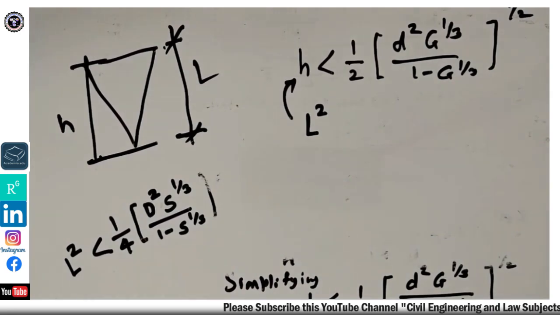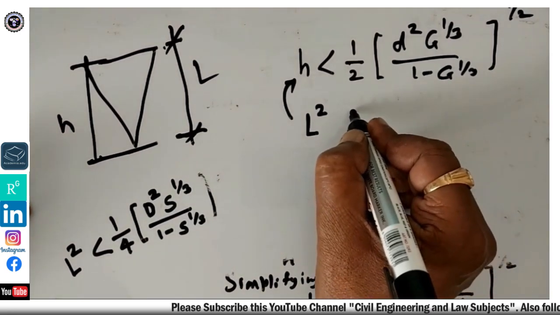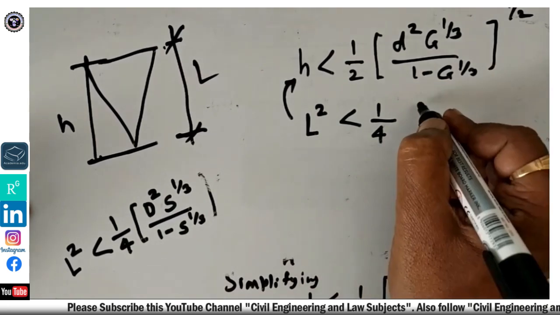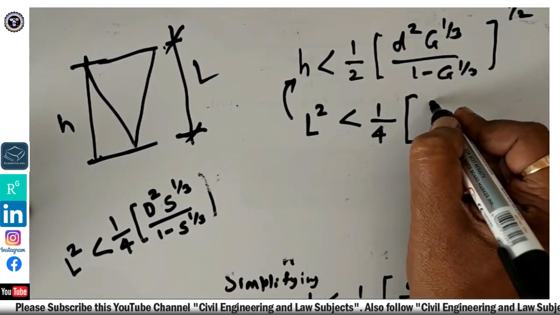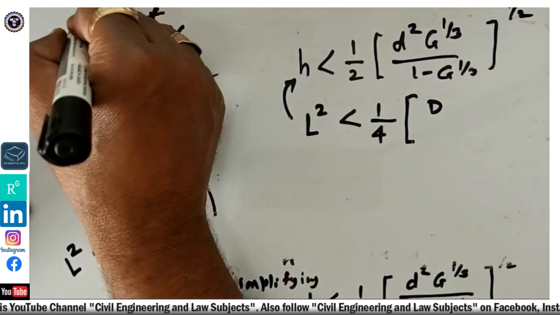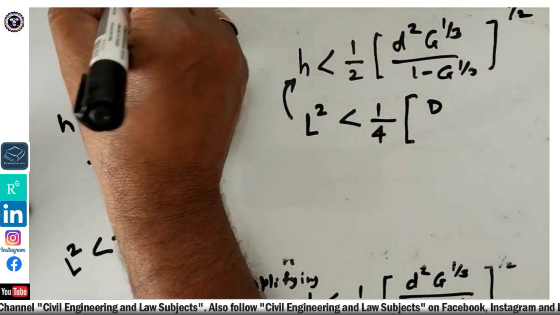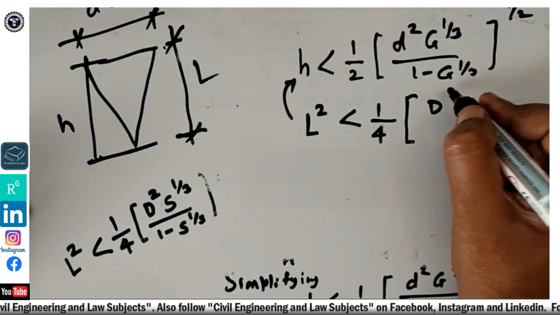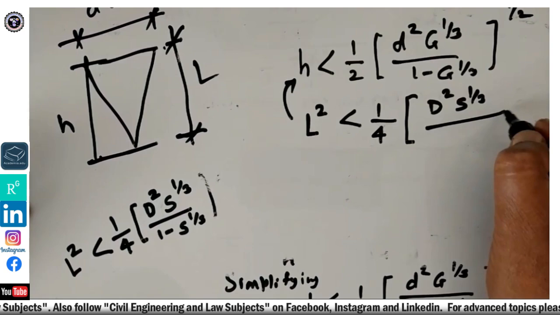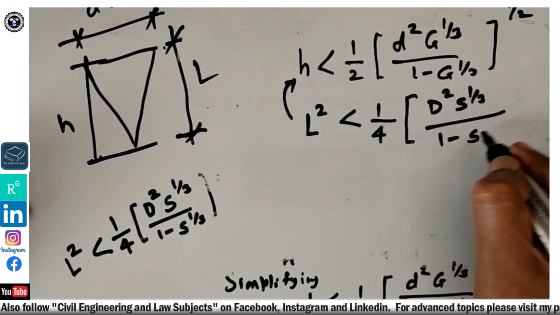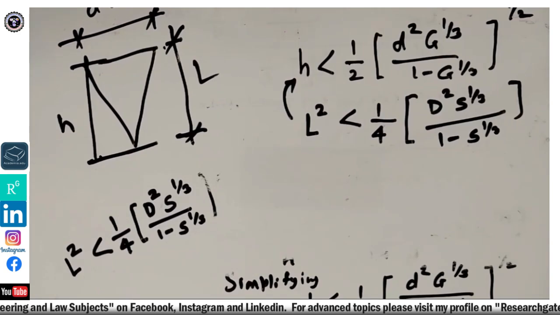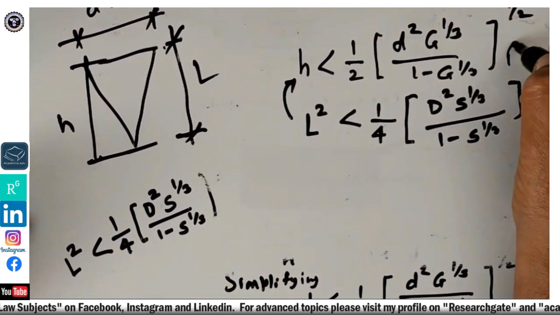So this is L square less than 1 by 4 D square, where capital D is this D, times the cone material specific gravity S raised to 1/3 upon 1 minus S raised to 1/3. We are just squaring the things, nothing else. So this is the solution to the problem. This is proved.